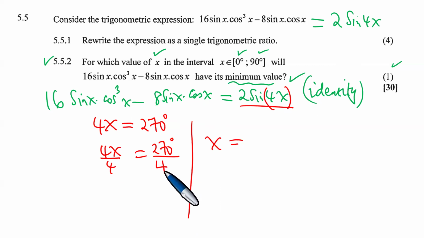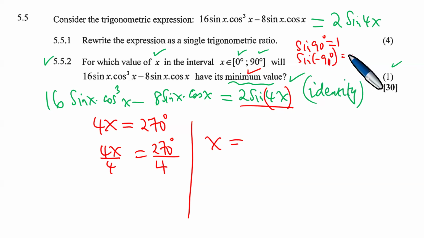What is 270 divided by 4? We do that on a calculator, 270 divided by 4. Why is it 270? Okay, 270 because we're dealing with the minimum and we know that the sine of 90 degrees is 1. And you mentioned minus 90, and minus 90 makes sense because it is minus 1. But we also know that the sine of 270 degrees is minus 1. So the sine has its minimum at 270, because the sine of 270 is minus 1.